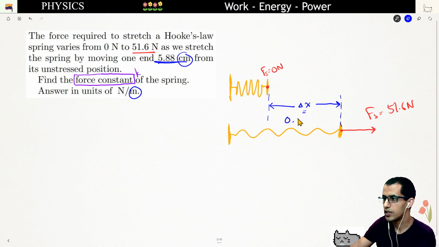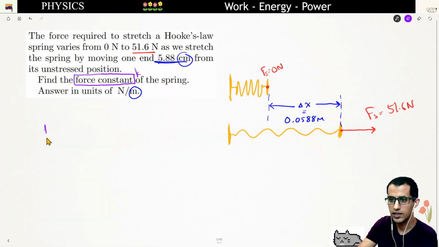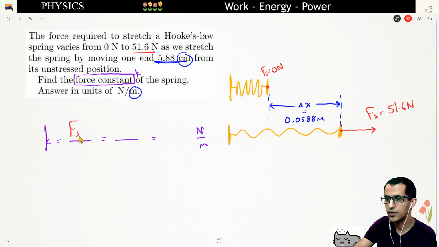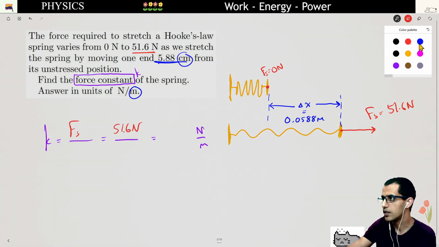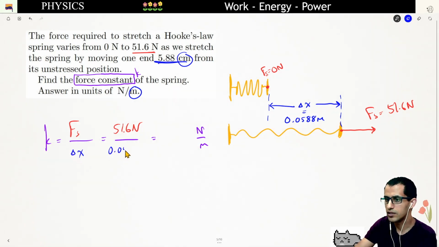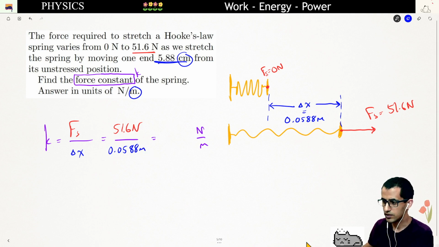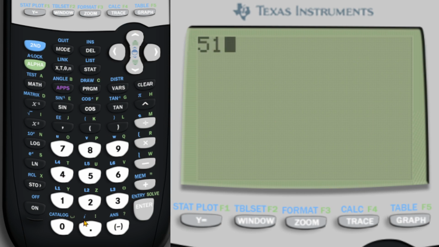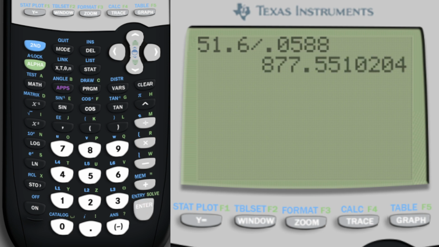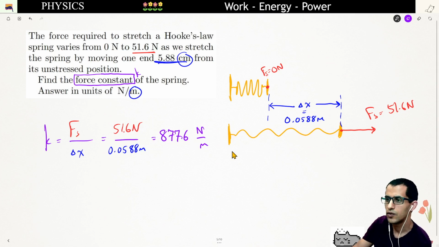That's going to be 0.0588 meters. So our spring constant k, again, is going to be measured in newtons per meter. The force goes in the numerator, and that is 51.6 newtons. The elongation goes in the denominator. That's 0.0588 meters. And when we do this math, 51.6 divided by 0.0588 is 877.6. 877.6 newtons per meter is the spring constant for this spring.